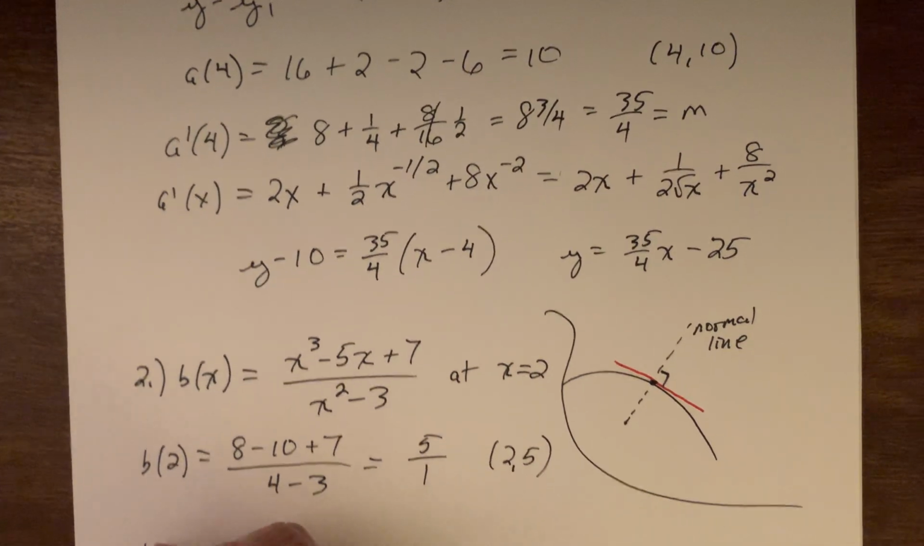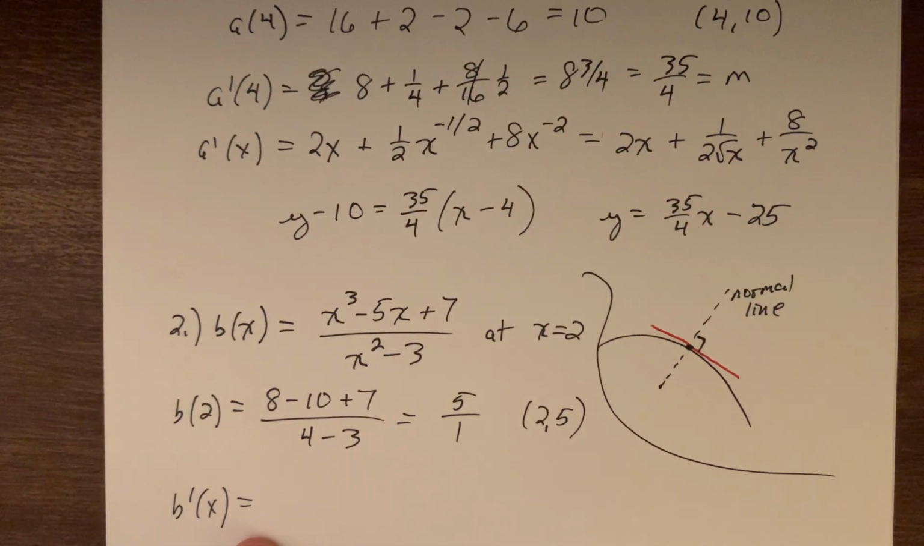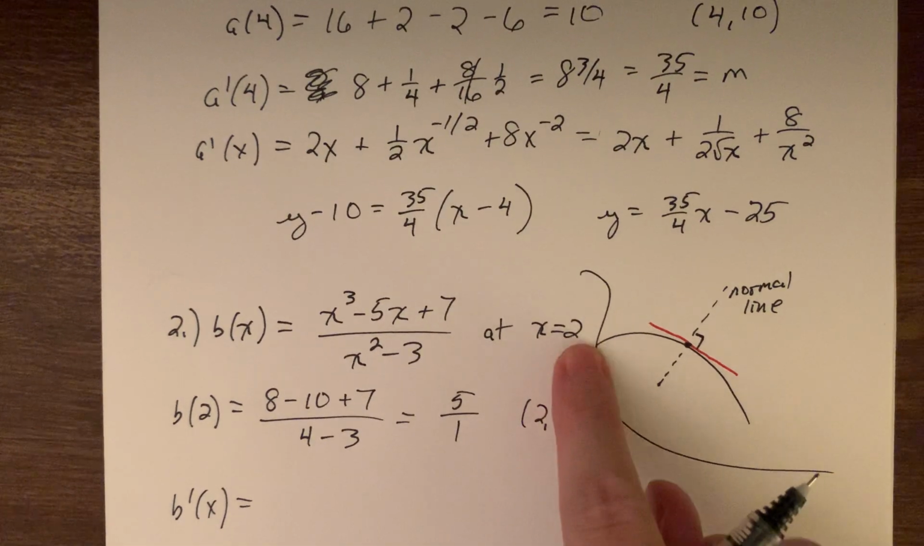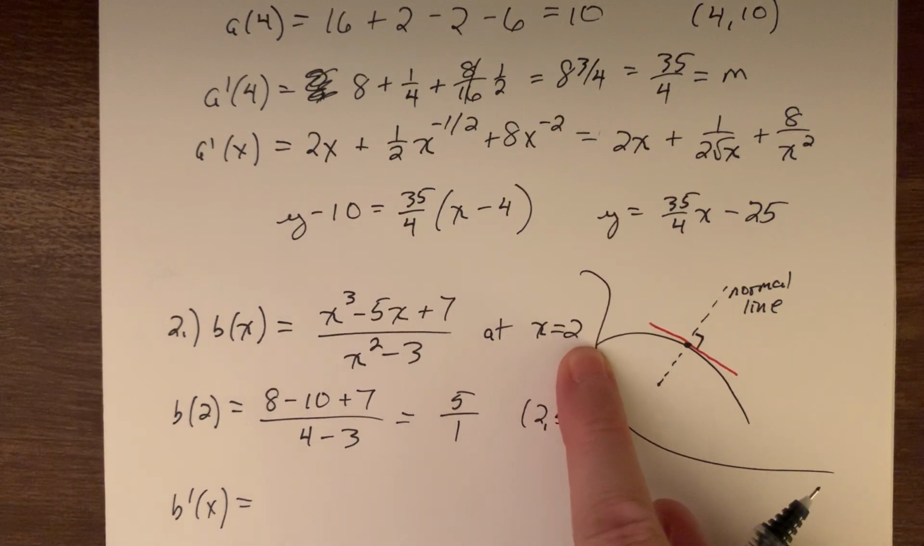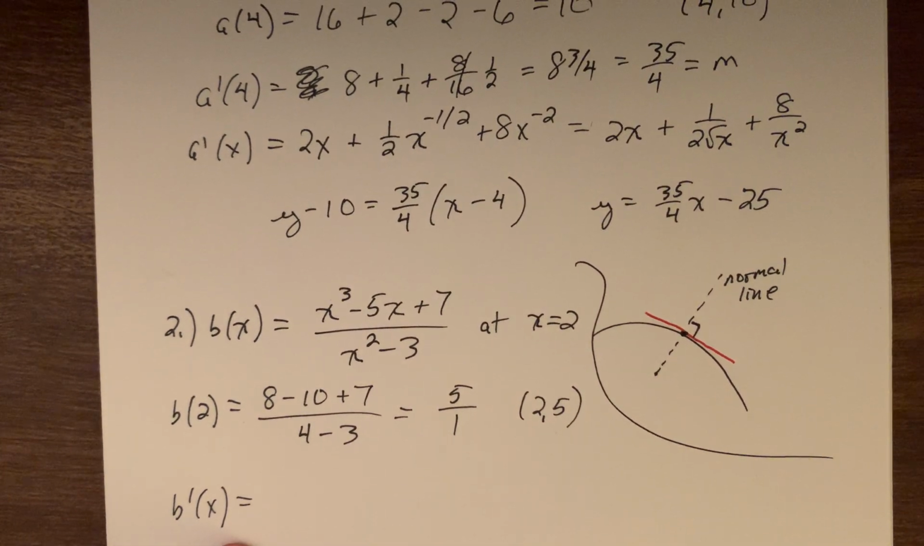Second part, I need the derivative to get the slope. Again, specifically, I need the derivative at 2. That will be my slope. But as we keep suggesting, let's get the derivative at x, and then we'll just plug 2 in. That's our better habit, especially now with the shortcuts.